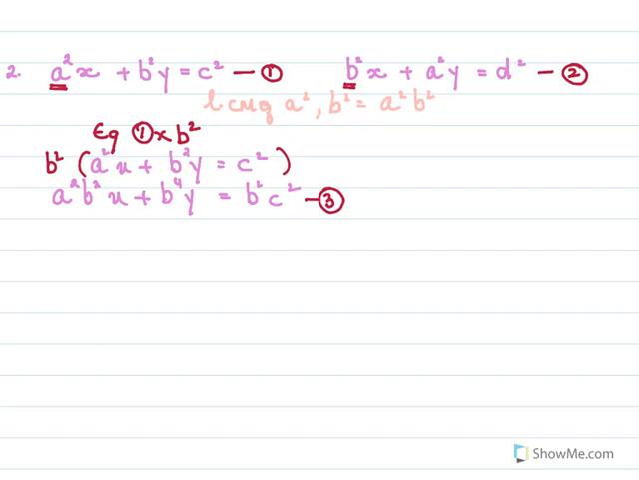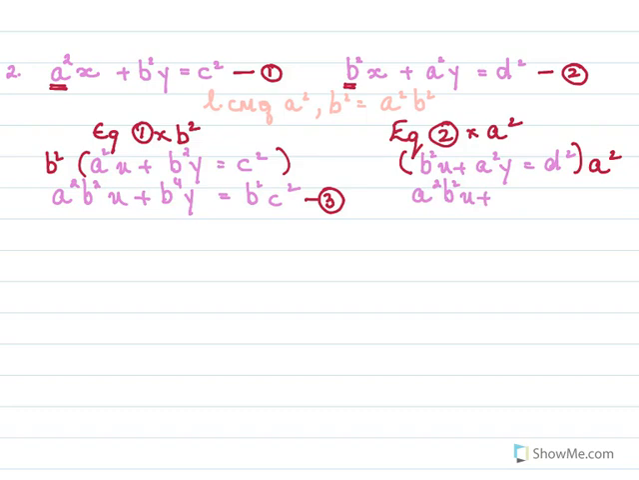Now the second equation, my equation 2, remember I have to make the coefficient of x a square b square. So the second equation I need to multiply by a square. So let me write the second equation, which is b square x plus a square y equal to d square, and then I'm multiplying it now by a square. So on multiplying, I will get a square b square x plus a square to a square is a4y, and d square to a square is a square d square. This is equation 4.